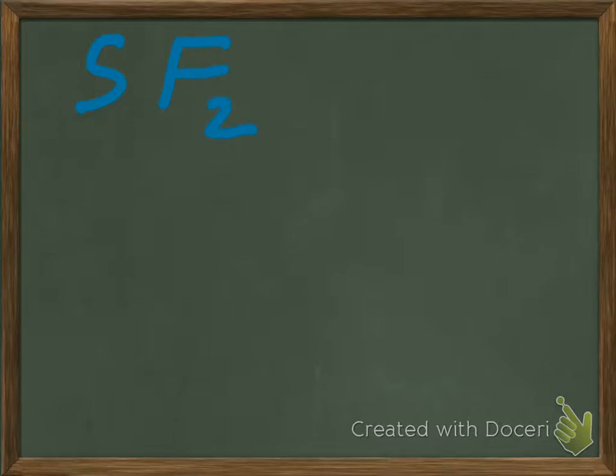Let's say I have a situation where I have sulfur and it's bonded to fluorine. So again, I'm going to try to figure out what's my central atom. Sulfur has 6, it can form 2 bonds. Fluorine has 7, it can only form 1 bond. So sulfur is going to be my central atom.